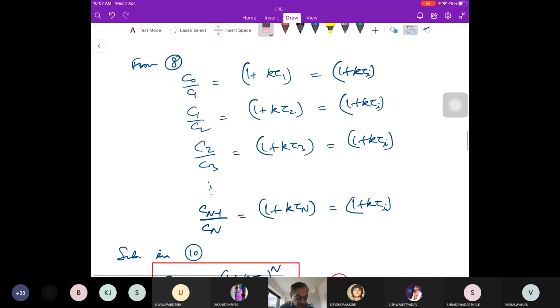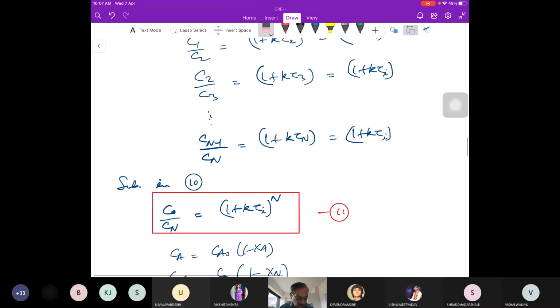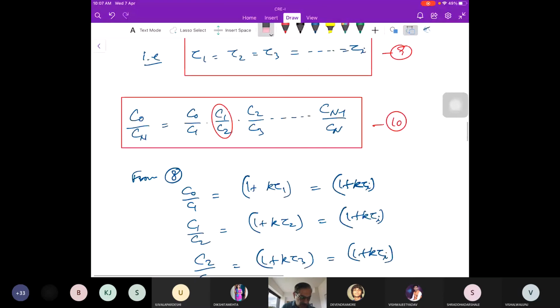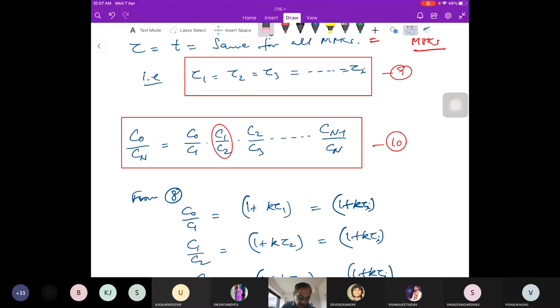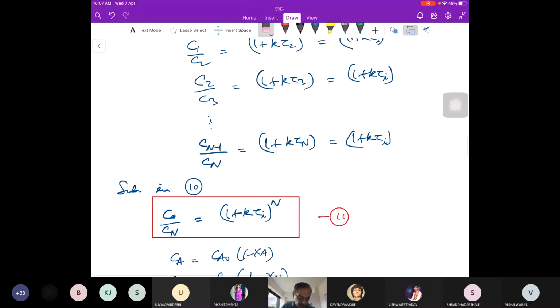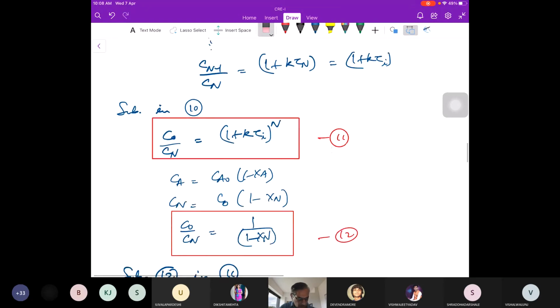Then we substitute all these values, C0 upon C1 etc. And what we get is C0 upon Cn, because we are substituting here C0 upon C1, ये term हो गया. There will be n terms, right? So 1 plus k tau I raised to power of n हो जाएगा. Any questions on equation 11? Okay, if there are no questions, let's proceed.